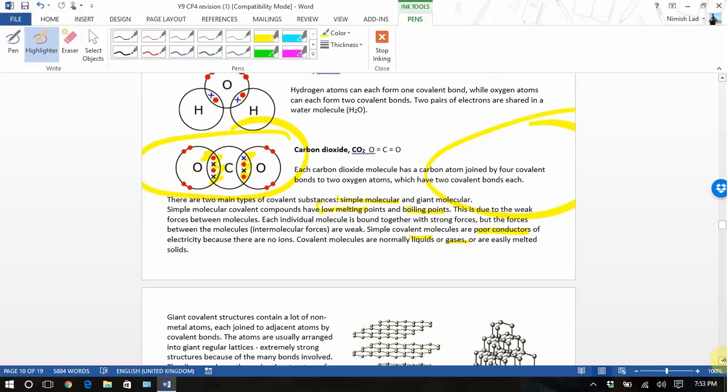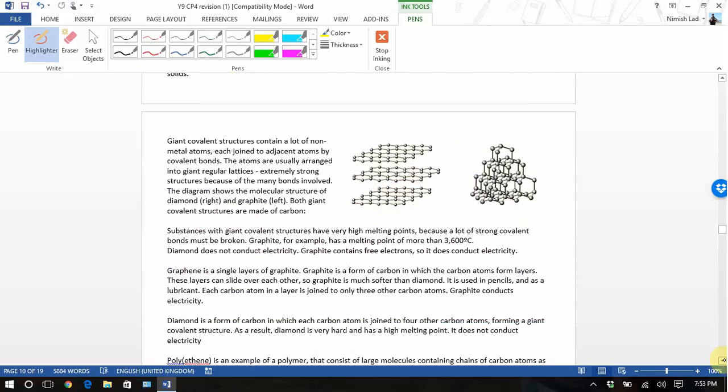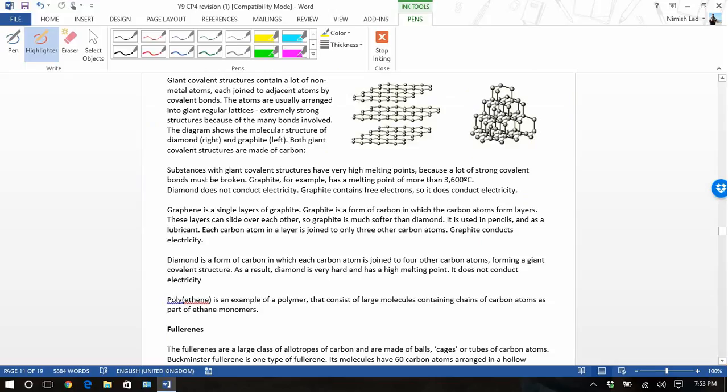However, if covalent compounds have this giant repeating structure, they can change their properties. So giant covalent structures have a lot of non-metal atoms which have been joined to adjacent atoms by covalent bonds. They're usually extremely strong because there are many bonds involved. So over here we have graphite, and over here we have diamond. Substances with giant covalent structures have very high melting points because they have a lot of strong covalent bonds. Graphite has a melting point of 3,600 degrees Celsius. Diamond doesn't conduct electricity. Graphite has free electrons, so it does conduct electricity, across these layers.